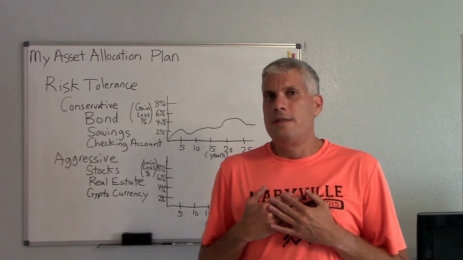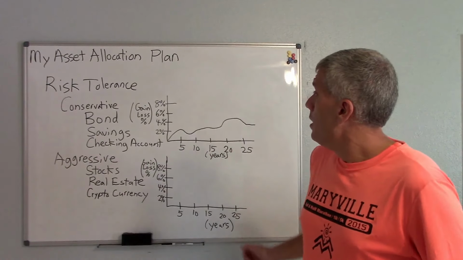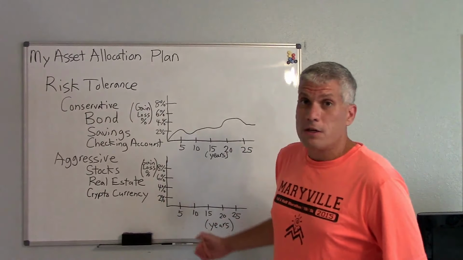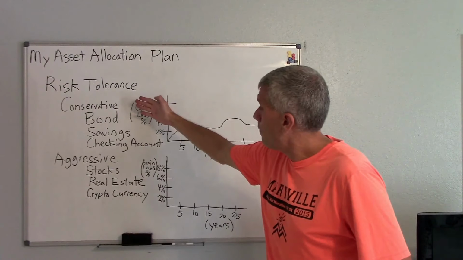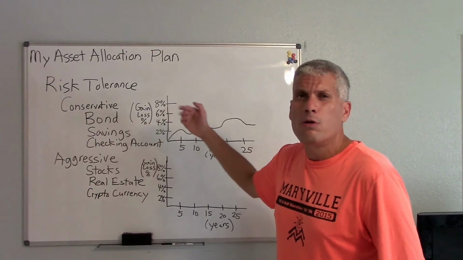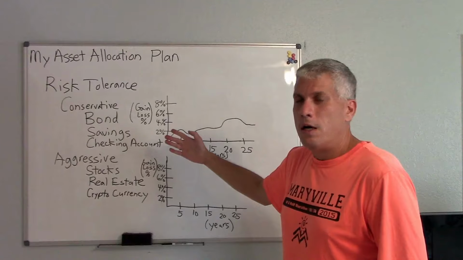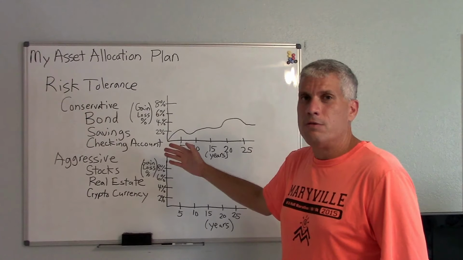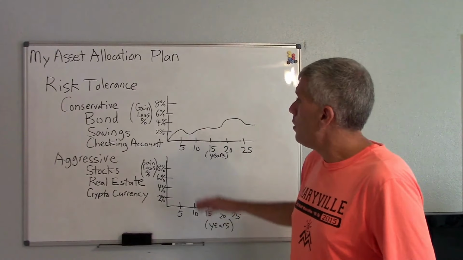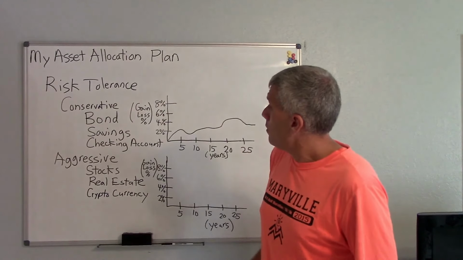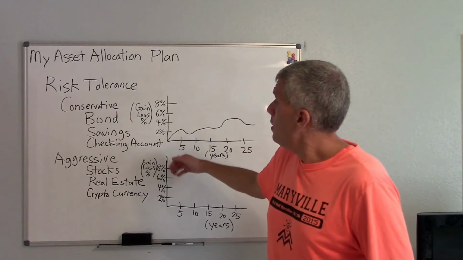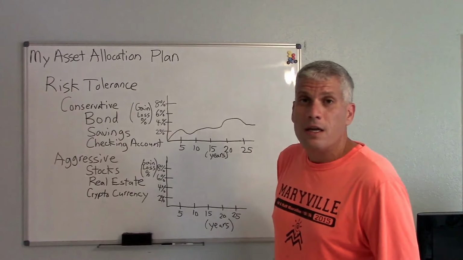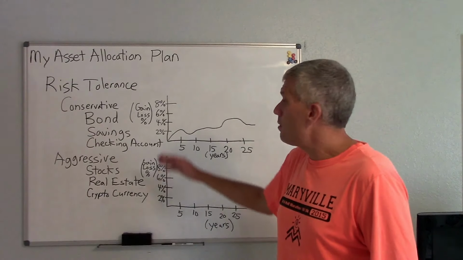So what I did is put together a chart here. I've got the conservative part of the portfolio and the aggressive part, and we'll go through each one by one, looking at what you put in those types of plans to match your risk tolerance. A conservative investor would stick with bonds, savings and a checking account. So that's the conservative investor.